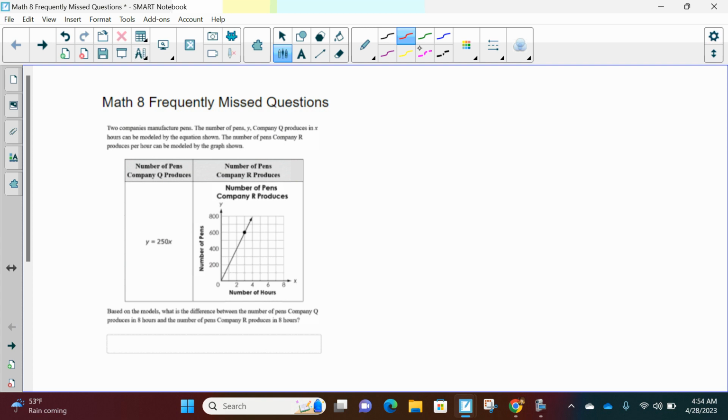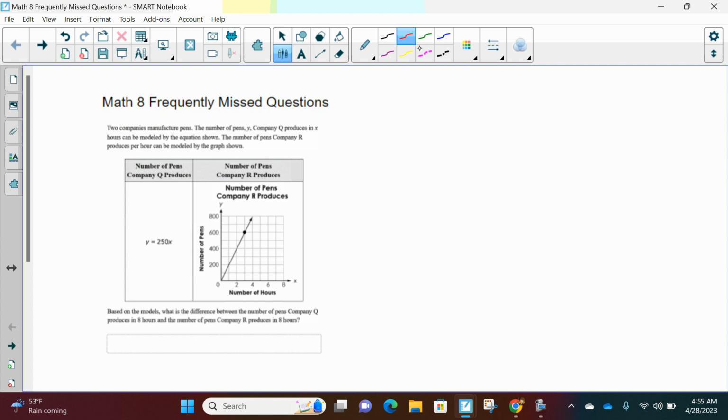The number of pens, y, company Q produces in x hours can be modeled by the equation shown. The number of pens company R produces per hour can be modeled by the graph shown. Based on the models, what's the difference between the number of pens company Q produces in 8 hours and the number of pens company R produces in 8 hours?